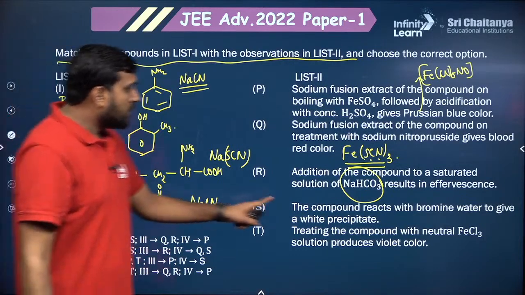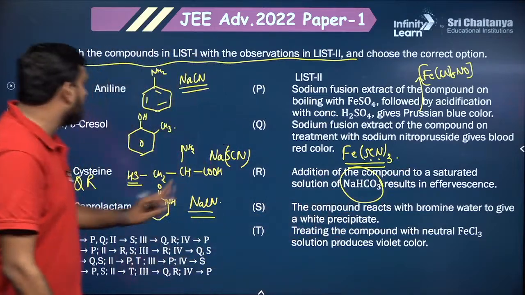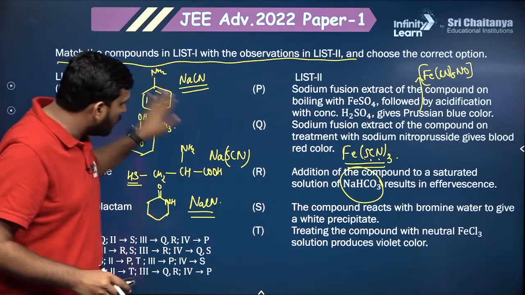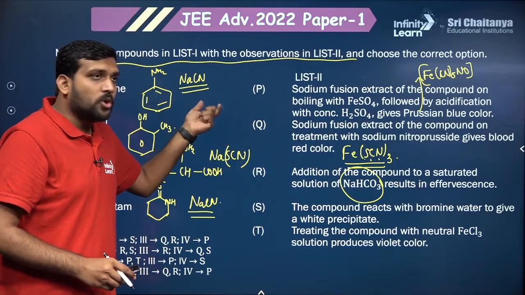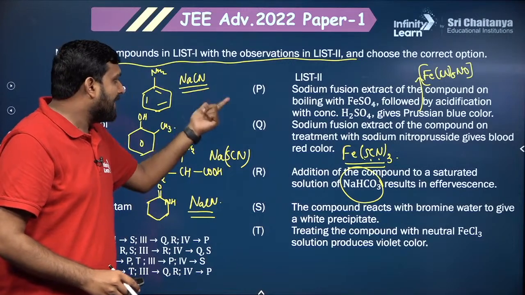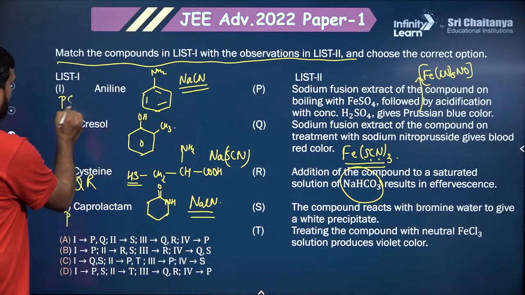Okay, now the compound reacts with bromine to give a white precipitate. So remember that if you treat the aniline, then it will basically produce a tribromoaniline, and that tribromoaniline is a white precipitate. So this matches with this option, PS.